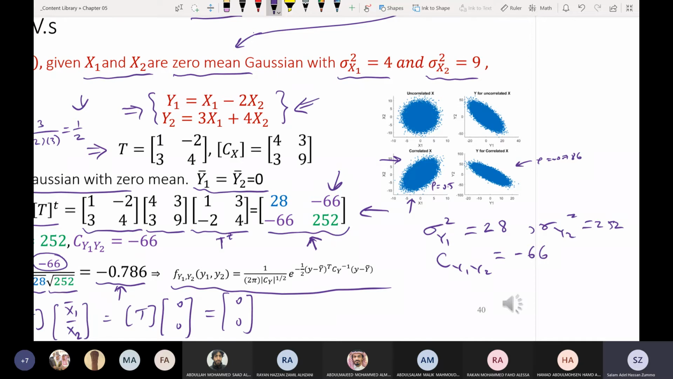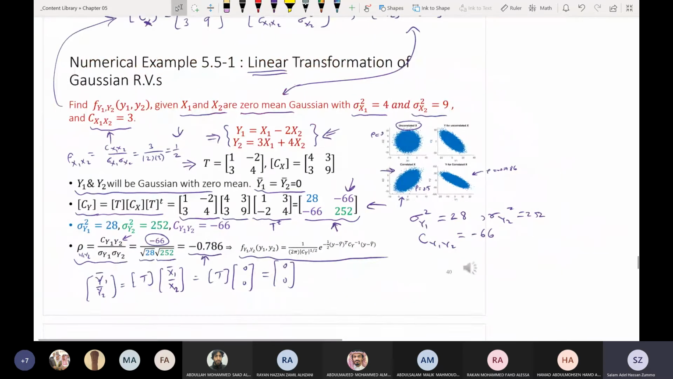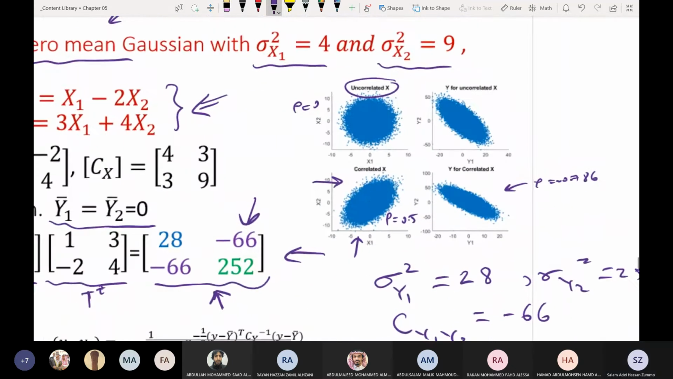Now if we started with uncorrelated x, so if we started with rho equals 0 for x, so if we started with C of x1, x2 equals 0, then the resulting y's will have this correlation matrix, this scatter plot, or this PDF.